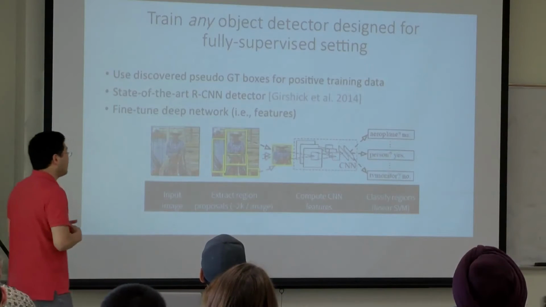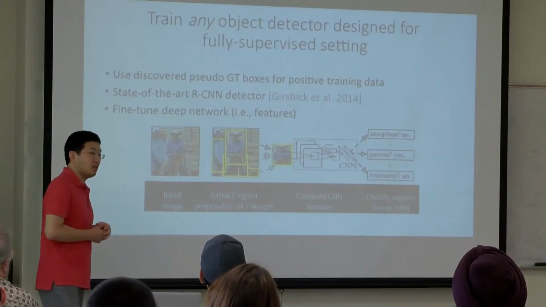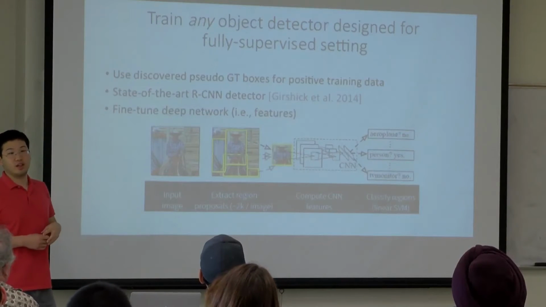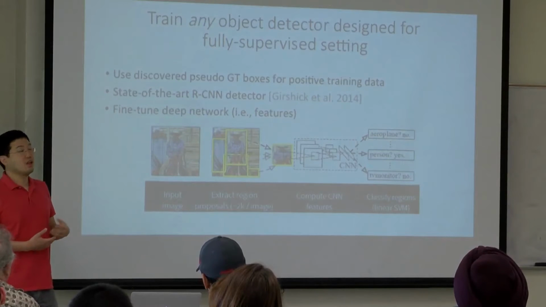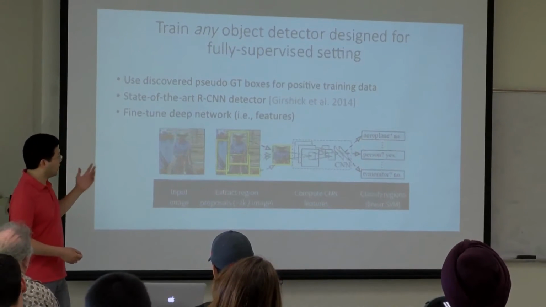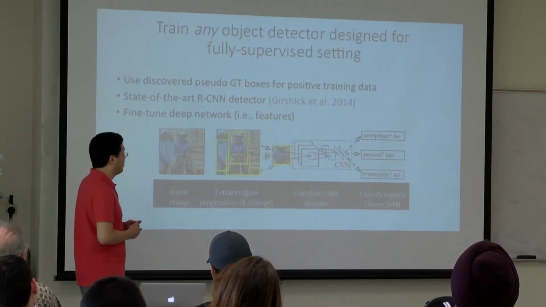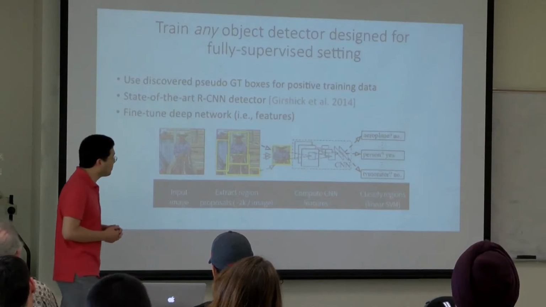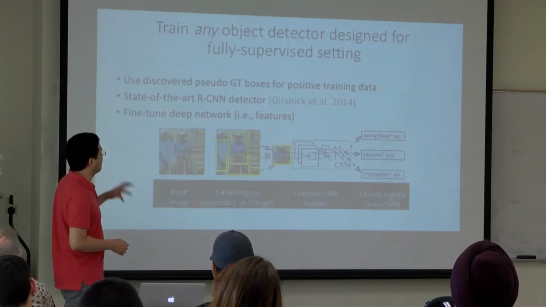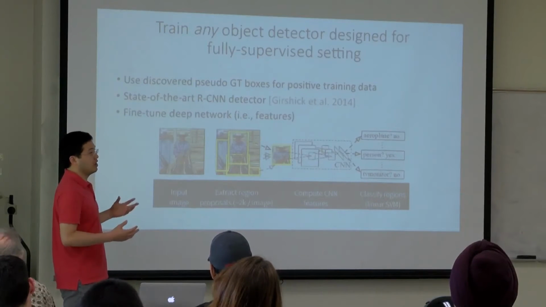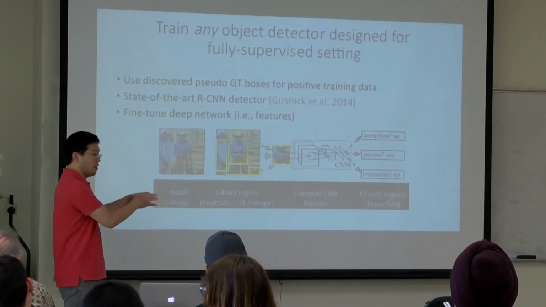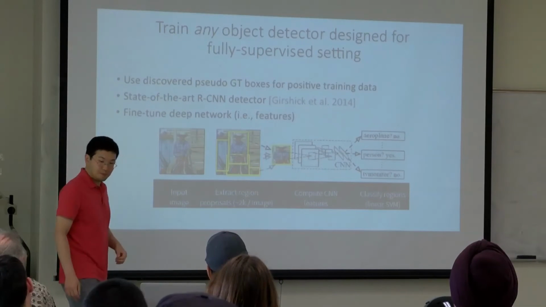So once we have those boxes, we can take any object detector that's trained in the fully supervised setting. In our case, we take the state-of-the-art technique called RCNN. The details of this algorithm are not important because it can be replaced with anything that essentially requires bounding boxes for training a detector.